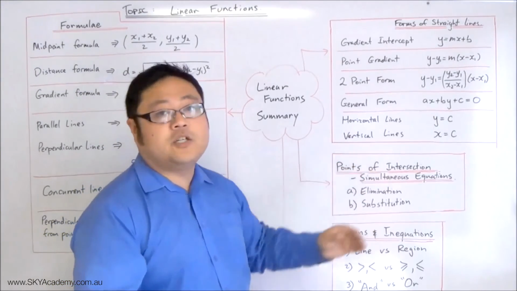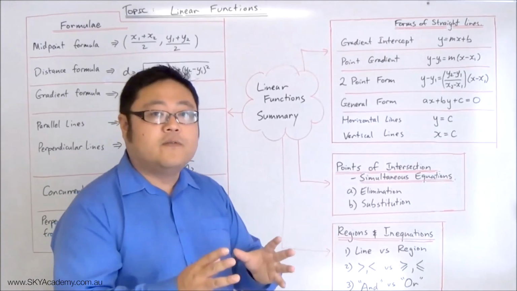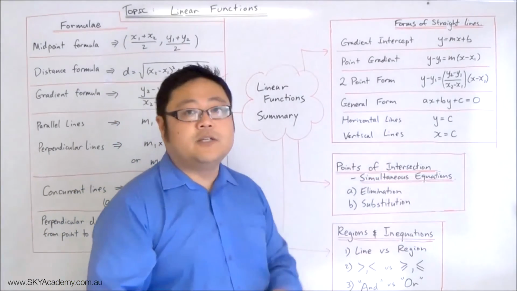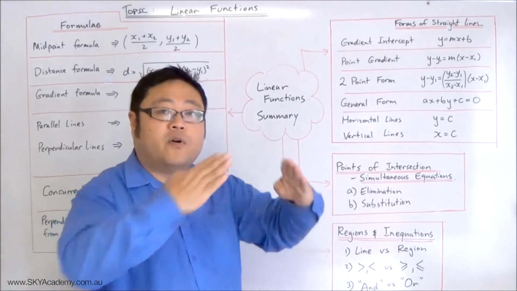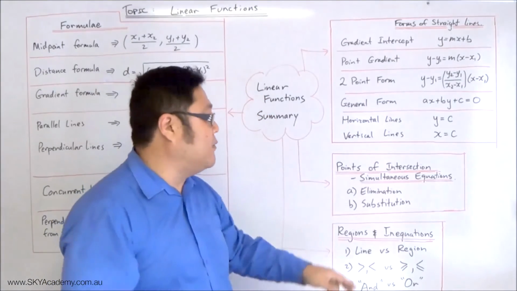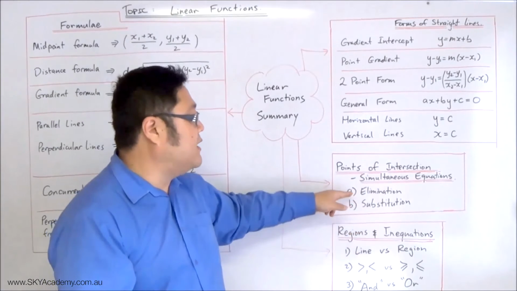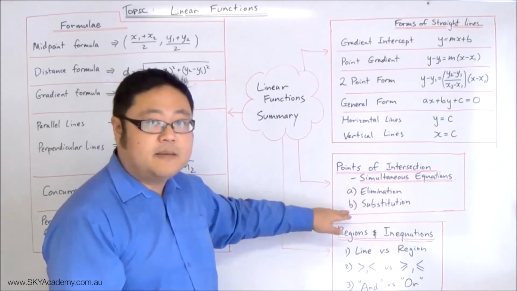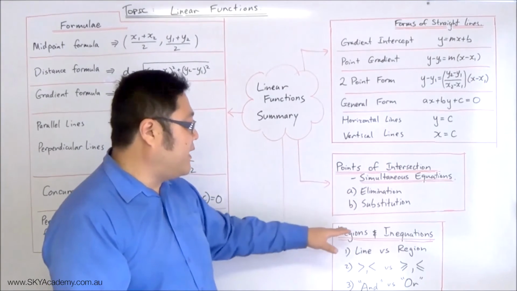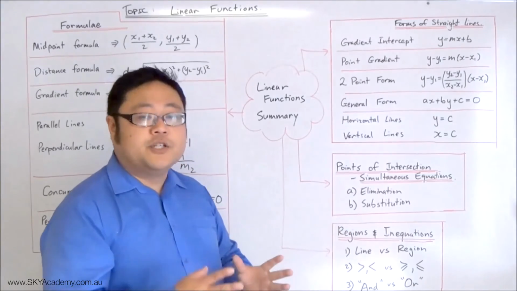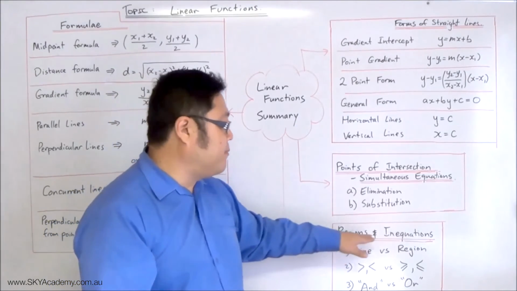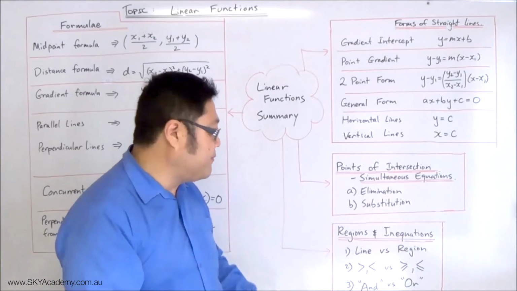And then we ended off with two other lessons within this topic. Points of intersection, which are solved algebraically by simultaneous equations and solved graphically by graphing the two lines and seeing where they intersect. In terms of simultaneous equations, there are two methods: the elimination method and the substitution method. And finally, we went through regions, which are expressed by an inequation or an inequality.